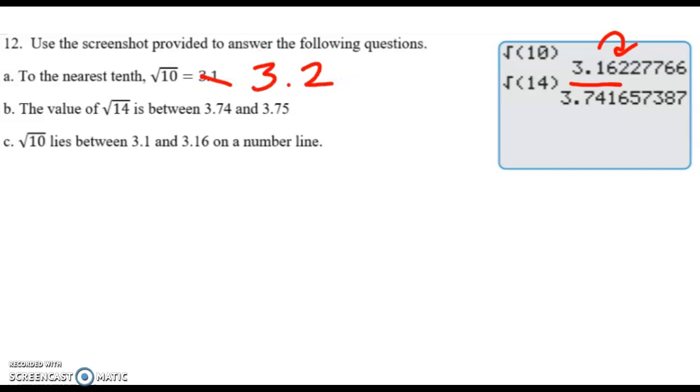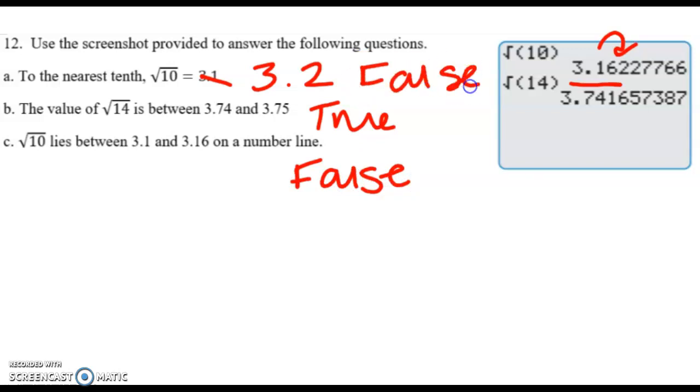Okay? Then it says the value of the square root of 14 is between 3.74 and 3.75. That is true. Ooh, the lines got connected there. And then it says the square root of 10 lies between 3.1 and 3.16 on the number line. That is going to be false, because it's 3.10 and 3.16. That's going to actually be bigger, so that one is going to be false. And we're going to go ahead and put false at the first one too, because that one was false as well.